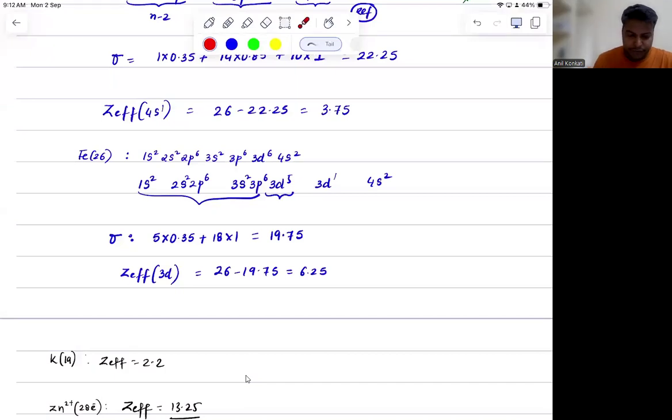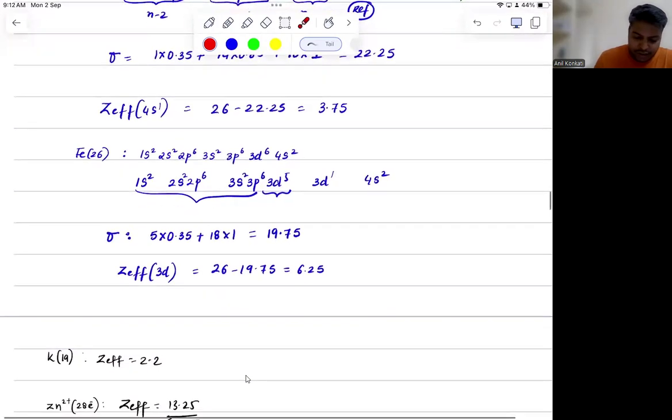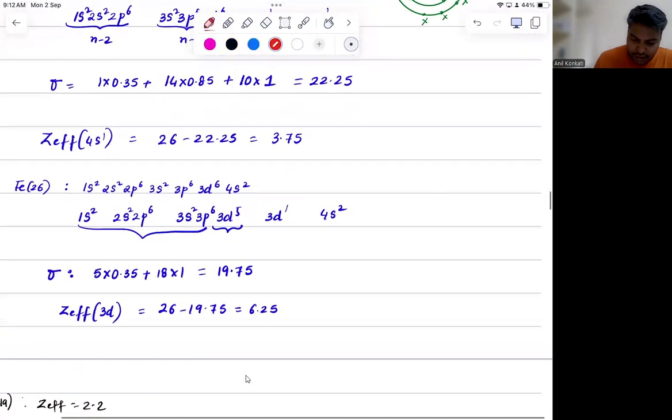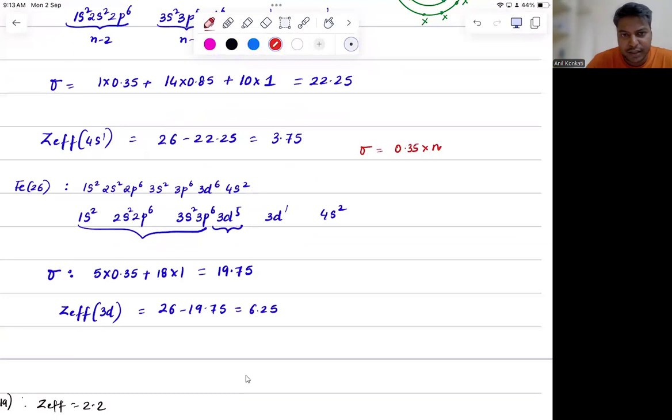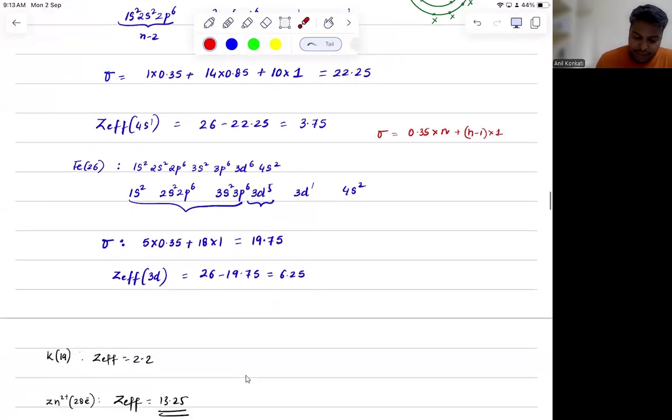Right. Okay. So if you are checking out the 3D electrons, the screening factor formula would always go like this: 0.35 into n. This is only for 3D, okay? Plus everything which is n minus 1 into 1. Everything which is n minus 1 and below will always have 1. So the same logic applied here also.